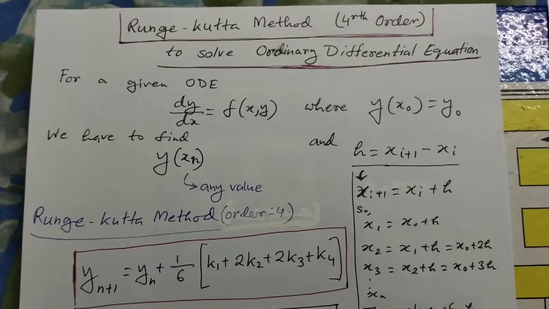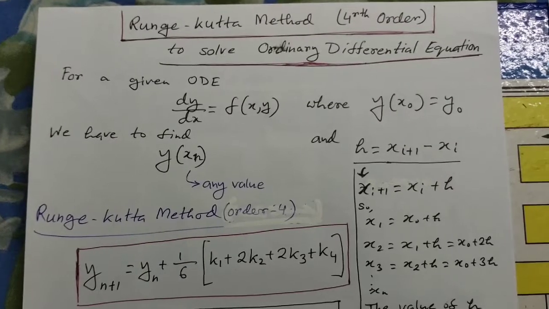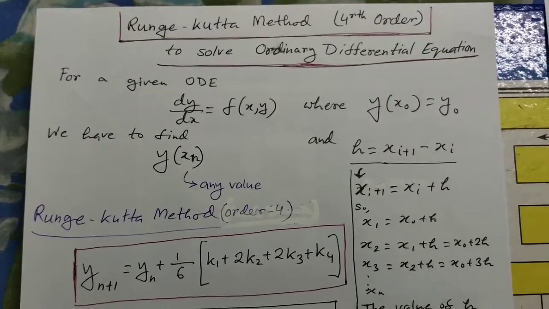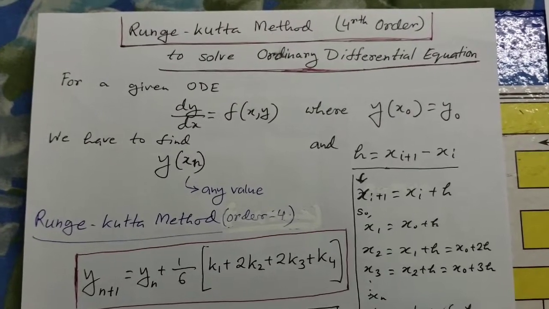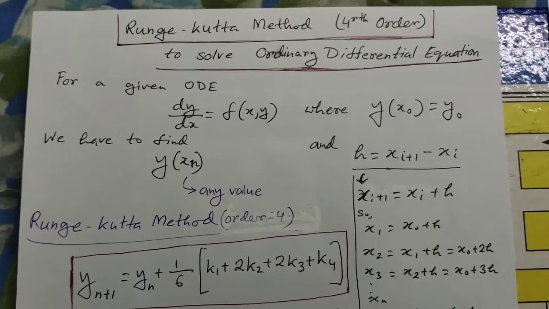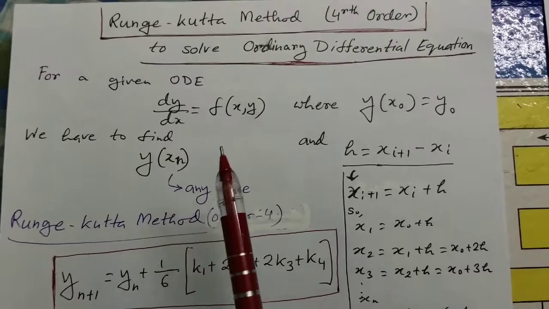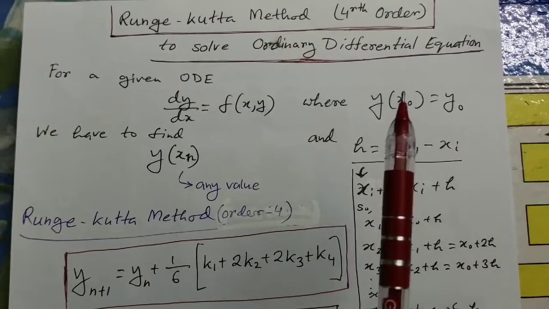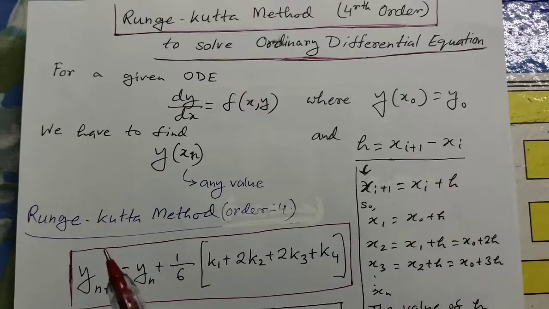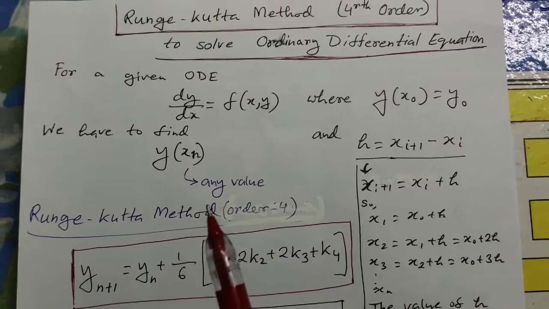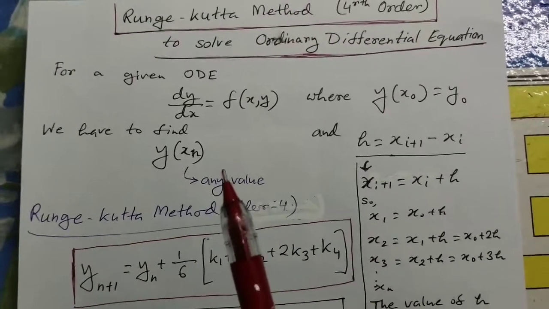Today I am going to discuss one very popular method of numerical analysis, that is the Runge-Kutta method. We are going to discuss here the Runge-Kutta method of fourth order. It is a numerical technique to solve an ordinary differential equation of the form dy/dx = f(x, y), where y(x0) = y0, and we have to find the value of y at xn, any value of x.